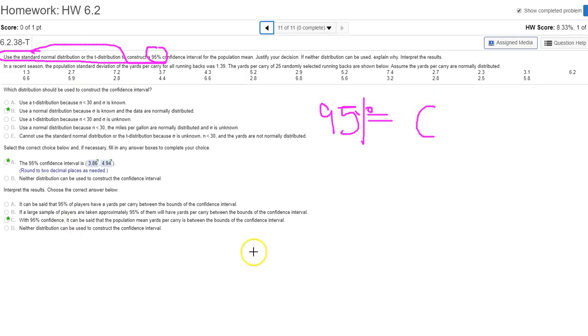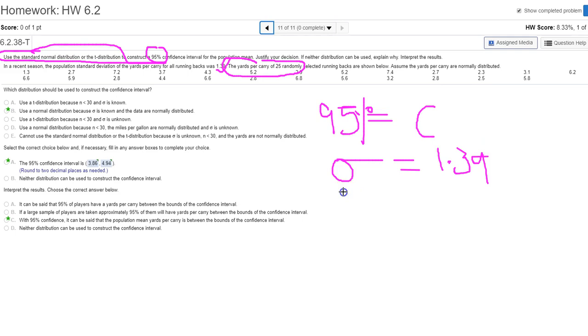Excuse my handwriting, my mouse is just not cooperating here. And I have, let's say, population standard deviation right here, 1.39. Okay, so it says to use the standard normal distribution or T distribution. I have my confidence interval, justify your decision. And they said in a recent season the population standard deviation of the yards per carry for all running backs was 1.39. Yards per carry for 25 random samples, so I do see 25 of them here. Assume the yards per carry are normally distributed.